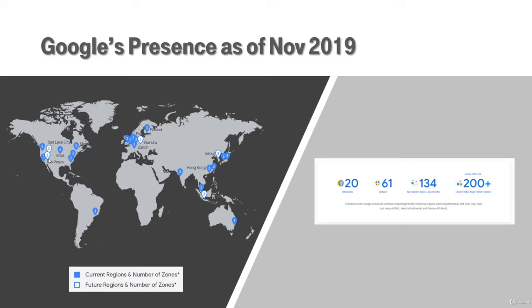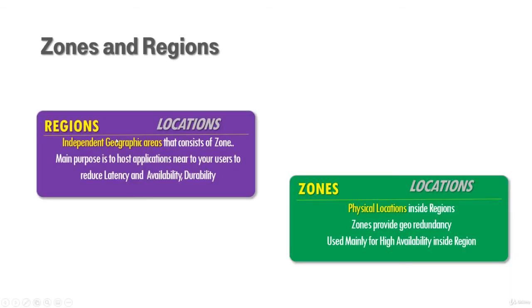You can find the hollow or the white droplets with the number on it. These are the future zones which are upcoming, like Seoul or Warsaw or any other location in USA. So the region is an independent geographic area that you can think of that consists of zones. The main purpose of the region is to divide the geography so that you can host your application near to your users to reduce the latency and improve availability or durability of your services.